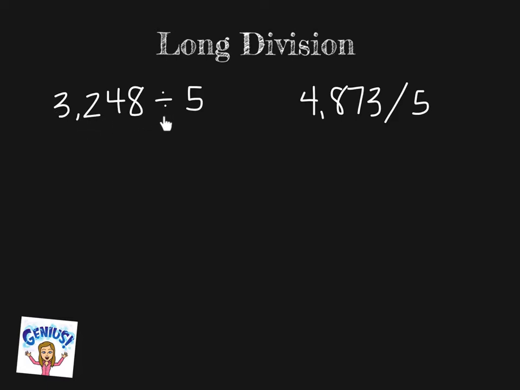So this next one is 3,248 divided by 5. Now, the number listed first is the one that goes in the house. It's essentially like the first person to go in the door because they're first in line. How lucky. So 3,248 in the house divided by 5. Let's get started. Can 5 go into 3? Nope. Put up the 0 as my placeholder.